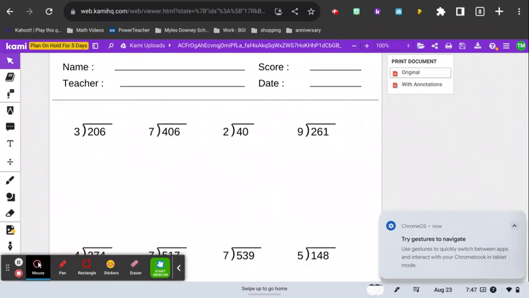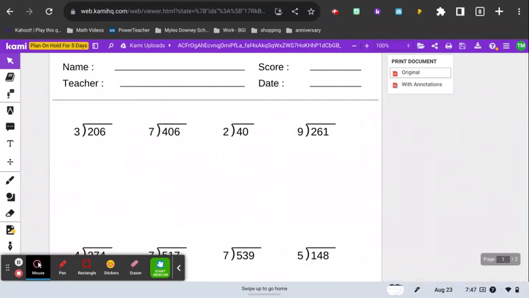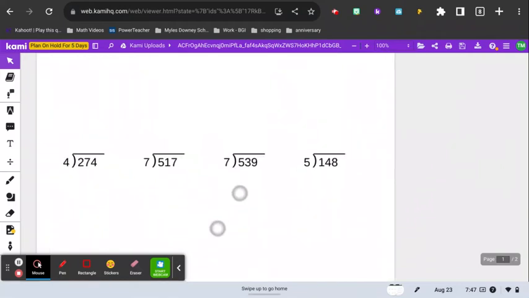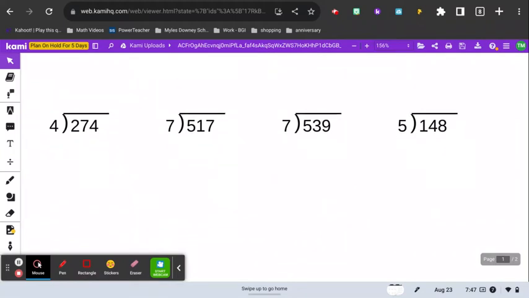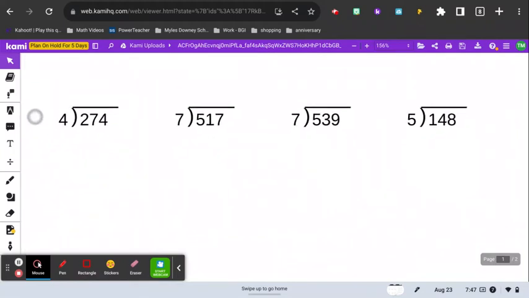Okay, I'm going to be showing a few of the division problems from your extended learning. So just watch and pause if needed and review these problems and how to complete them. I'm going to start on this first one here, the 4 divided into the 274.